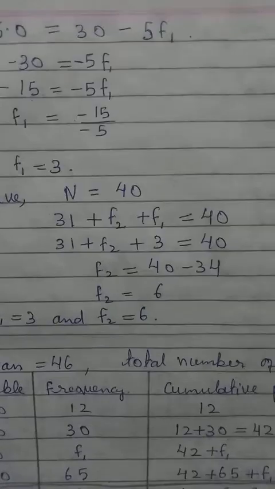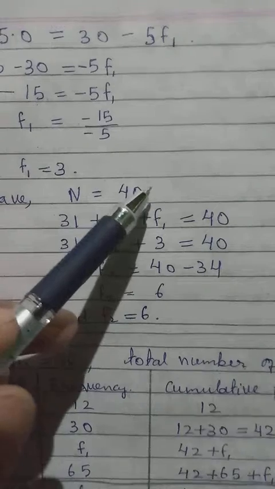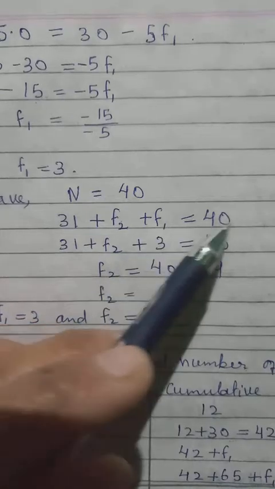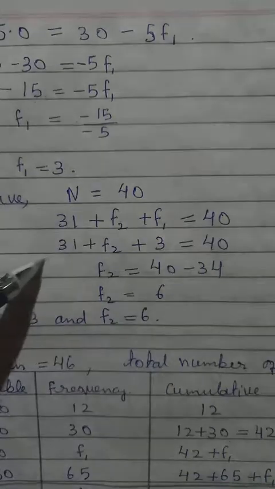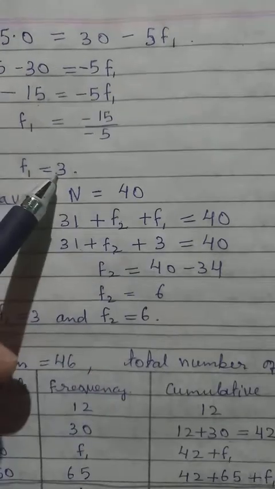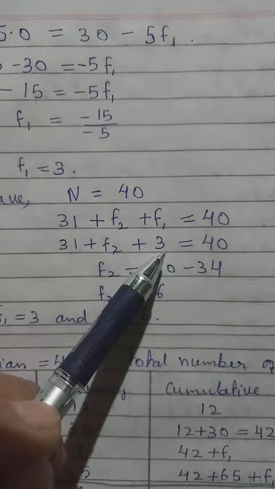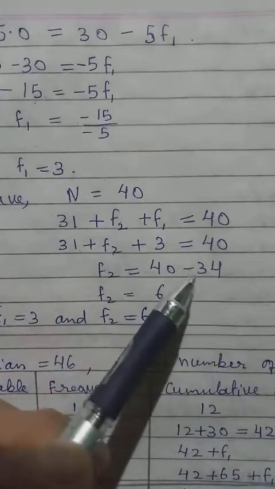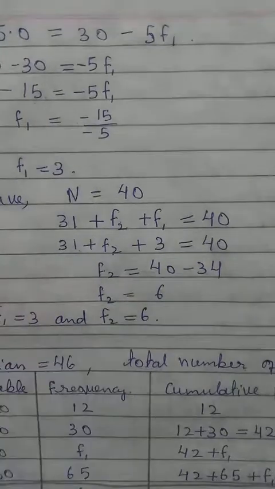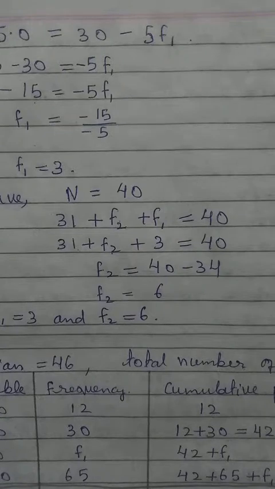F1 we get. Next we have to find F2. Remember we already have the total frequency 40, but when we calculate from the question we get 31 plus F2 plus F1, and that is still equal to 40. So 31, let it be. F2 we don't know, let it be. F1 we already calculated as 3, so we can replace it with 3. 31 plus 3, they are numbers, we can add to get 34. So take it to the other side, it becomes minus. So the value of F2 is equal to 40 minus 34 equals 6. So we get both the values for F1 and F2.